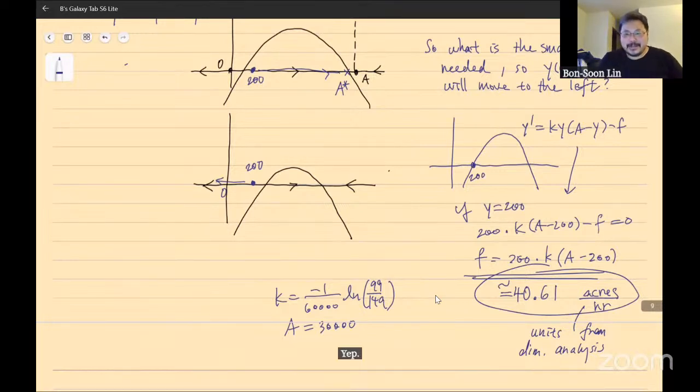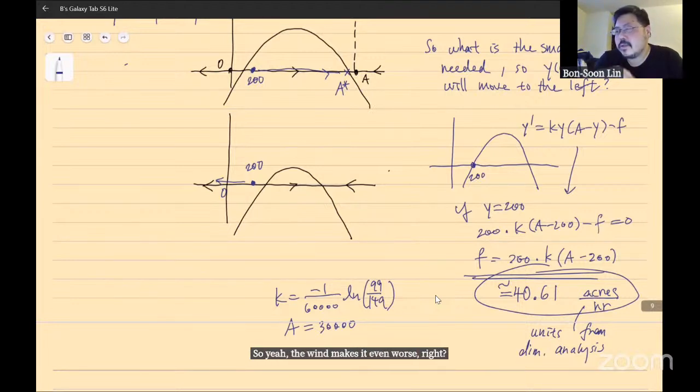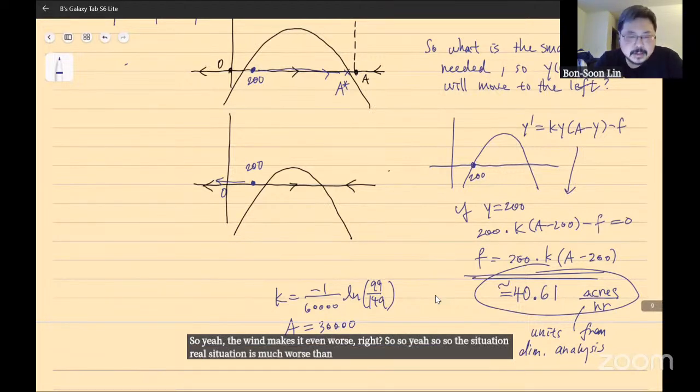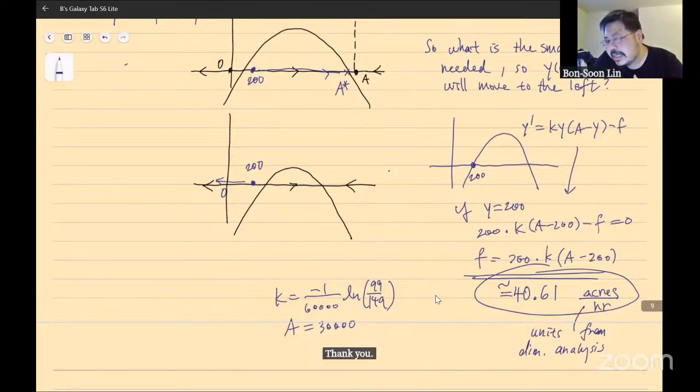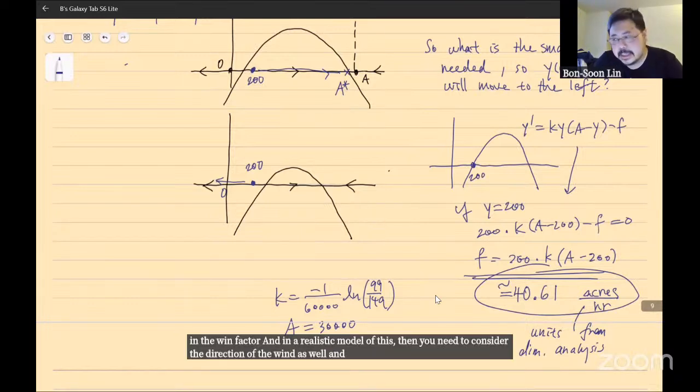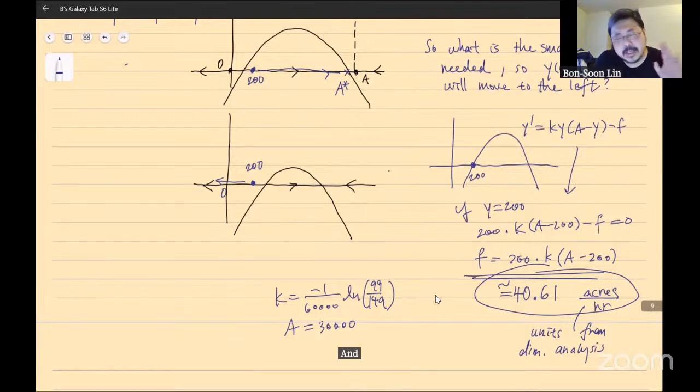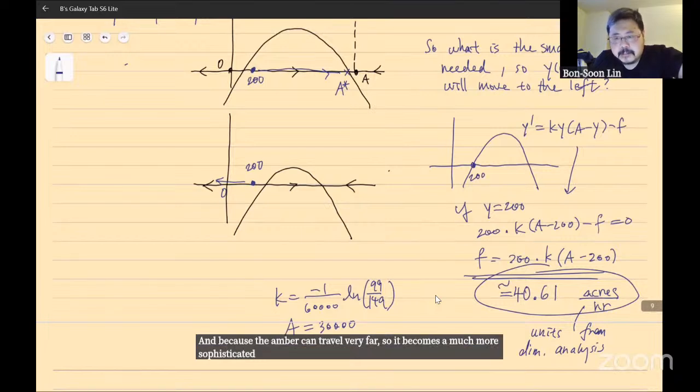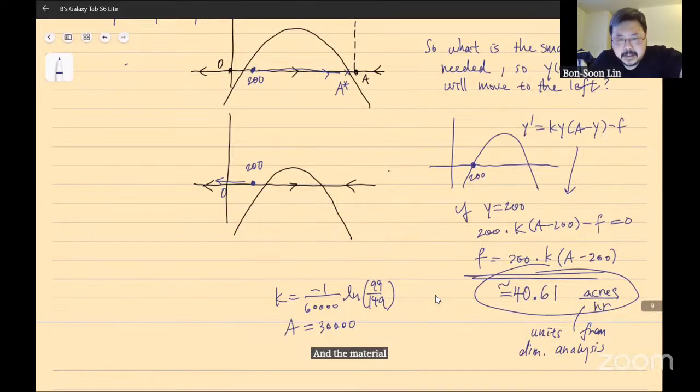So this is without involving the wind and other factors? The wind makes it even worse, right? The real situation is much worse than this because of the wind. So you can add in the wind factor. In a realistic model, you need to consider the direction of the wind as well and what material is being burned. And because the embers can travel very far, it becomes a much more sophisticated model.